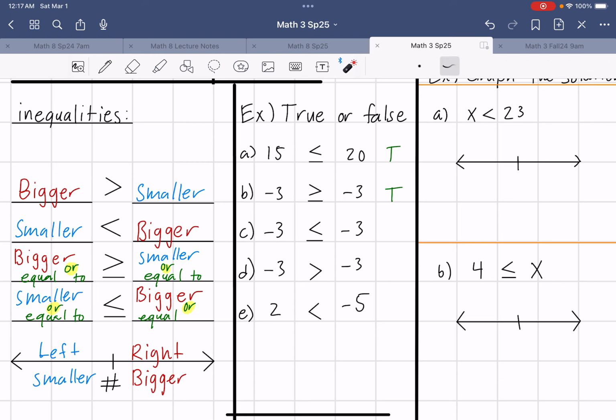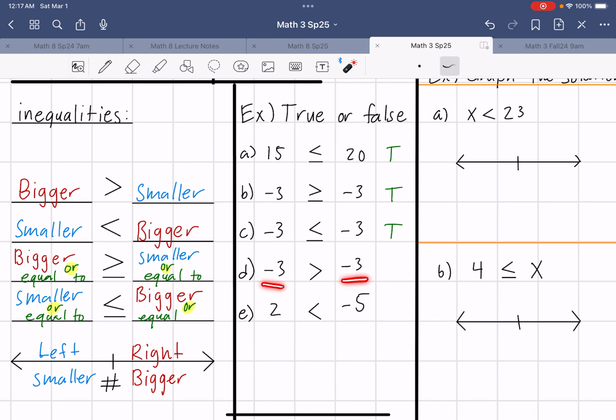Same thing on the next one. Again, I switch the inequality symbol, pointing left. But again, -3 is not smaller than -3, or -3 is not bigger than -3. So we don't satisfy the inequality, but we do satisfy the equality. Hence, this is true.